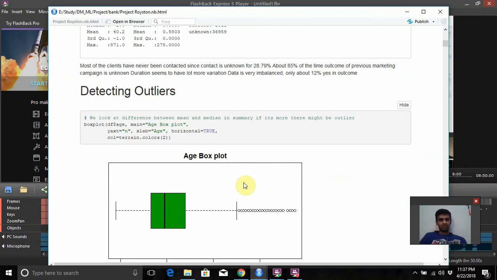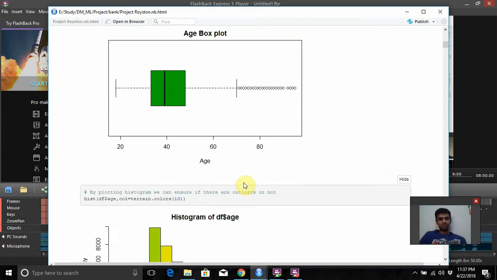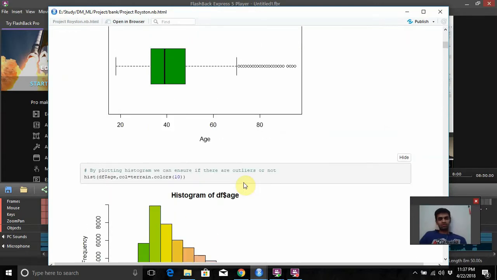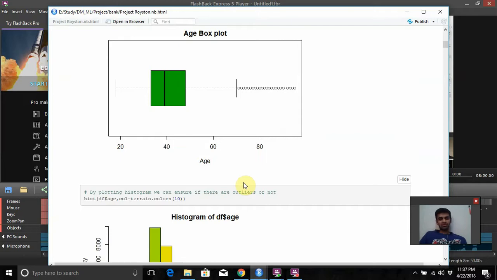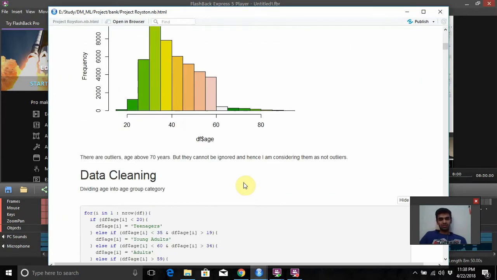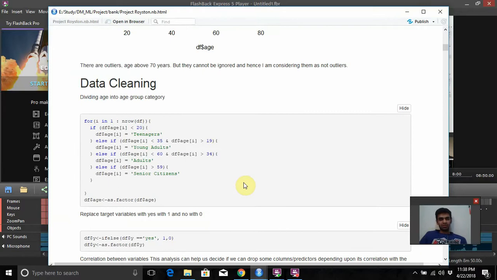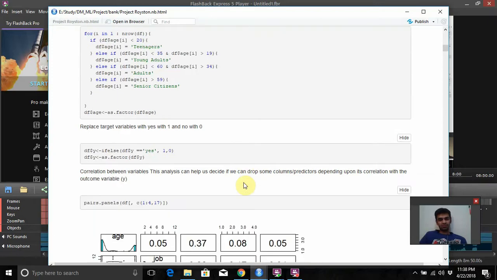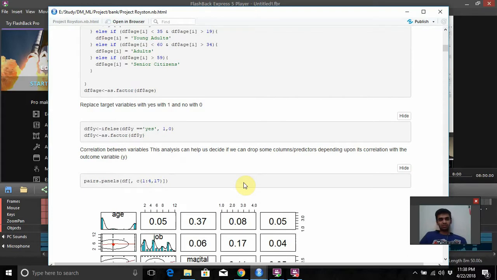Now, detecting outliers. I have used age as the factor here. As you can see, ages above 70 are considered outliers, but as you know, above 70 is not really an outlier, so I am keeping them in my dataset. I have categorized the age into teenagers, young adults, adults, and senior citizens, and I have replaced my target variable yes or no with 1 and 0. 1 is for yes and 0 is for no.